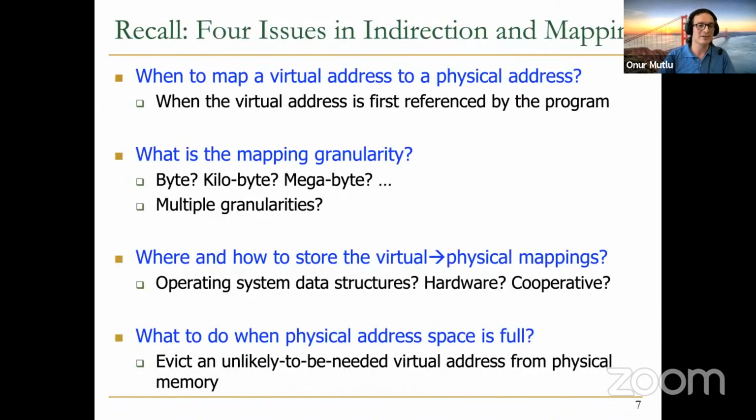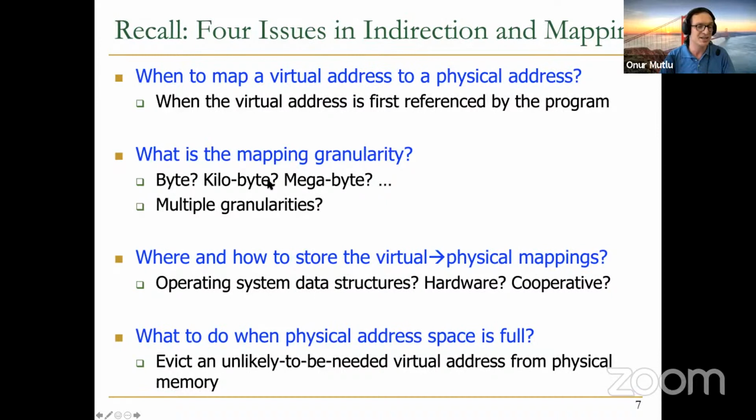Recall we were discussing four issues in indirection and mapping. We discussed actually a bunch of these. When to map a virtual address to a physical address. Usually it's demand-based, but you could do prefetching, which is another idea which we had discussed as well. What is the mapping granularity? We're going to talk a little bit more about that today.